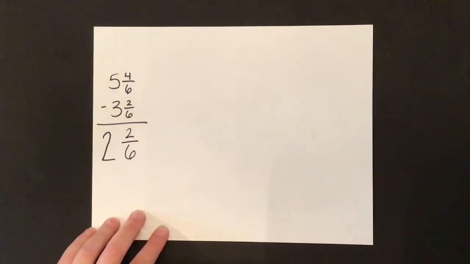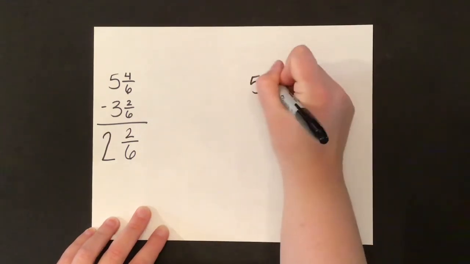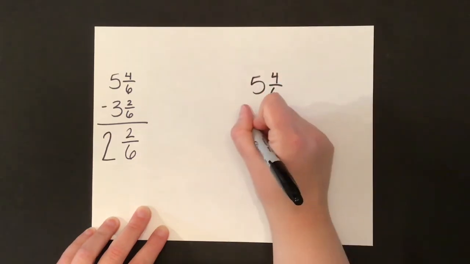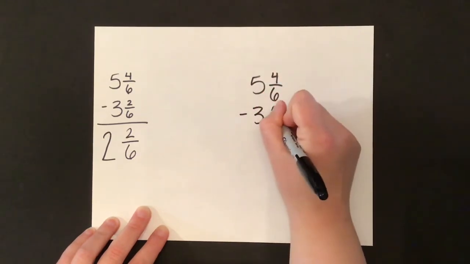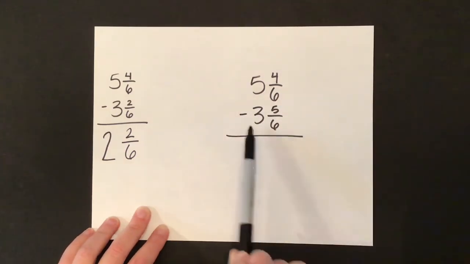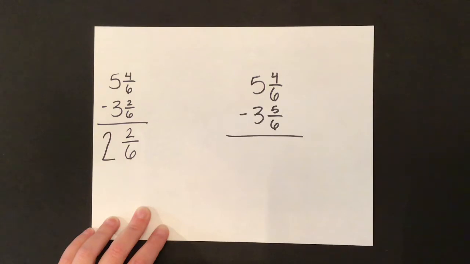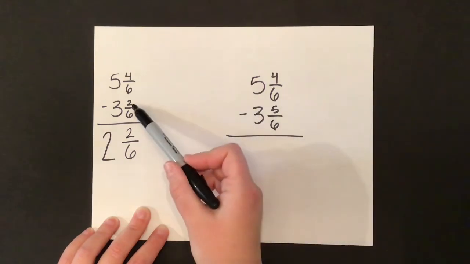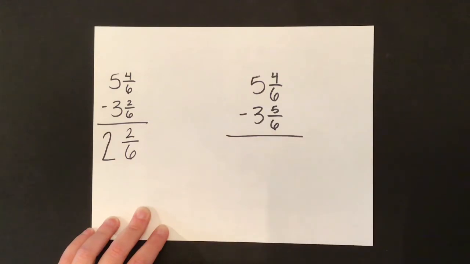What if I had a slightly different problem? What if I had 5 4/6 take away 3 5/6? These two problems are almost the same, but here I'm subtracting 5/6 instead of just 2/6. Let's look at the fraction bars for this problem.